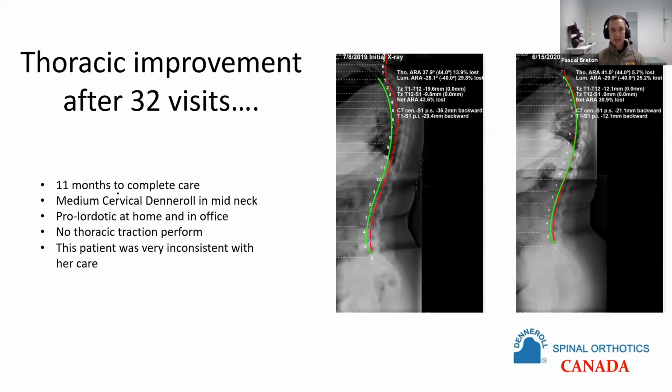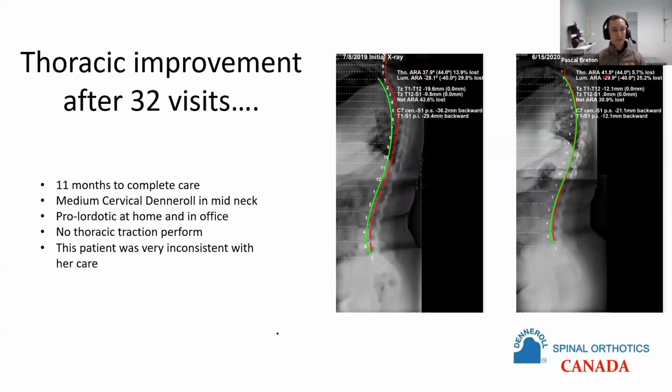This was 11 months to complete her 32 visits, but she did the dental roll and the Pro-Lordotic at home, and her thoracic curve was slightly reduced, not crazy, but it was 37.9. And after doing the Pro-Lordotic and the dental roll, she goes up to 41.5. So, we have 3.5 degrees of correction. Again, not crazy, but we didn't do anything to the thoracic spine. This was just retraining those upper thoracic ligaments, retraining those muscles with dental roll and Pro-Lordotic, and you're going to get some thoracic curve improvements.